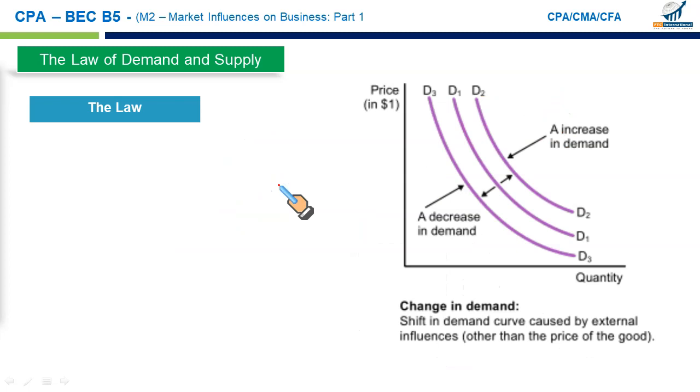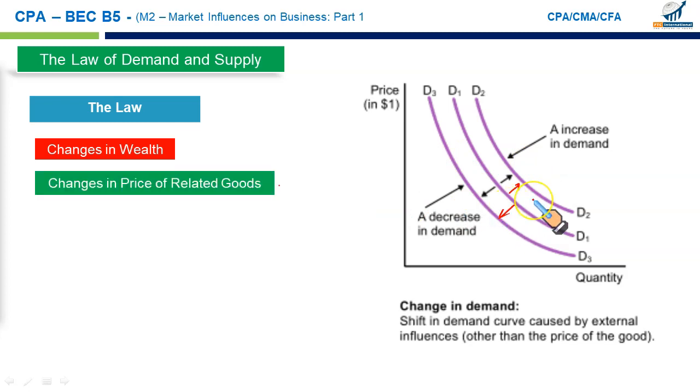Now let us discuss some factors other than price that can cause the demand curve to shift inward and outward. First, changes in wealth. If you become richer, you might start buying more of a particular item, so the demand curve shifts outwards. If you become poorer, the wealth level falls, you'll buy less.